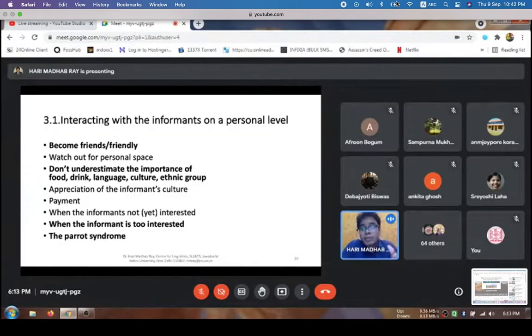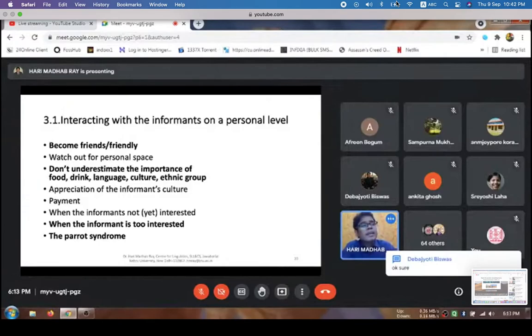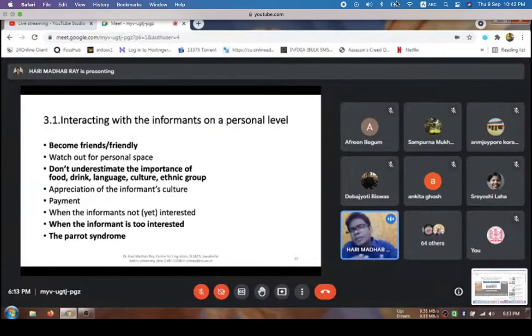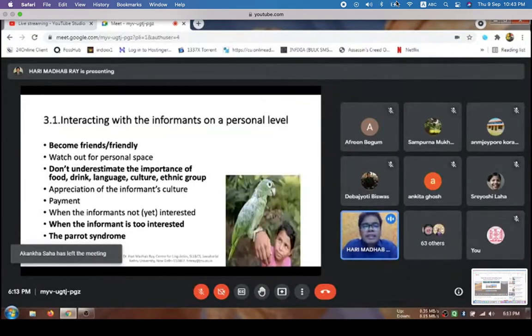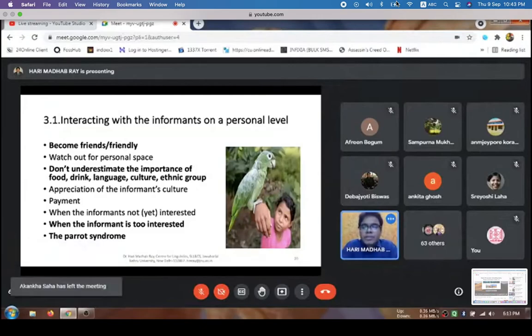And the parrot syndrome. Parrot syndrome is something like, let's say, you have collected data for only 1 hour and you want to finish everything within 2 or 3 hours, and the informant is tired, and whatever you are asking, the informant is like a parrot, just going along. Whatever you are saying, the answer is yes, this is this. So the parrot syndrome should be avoided.